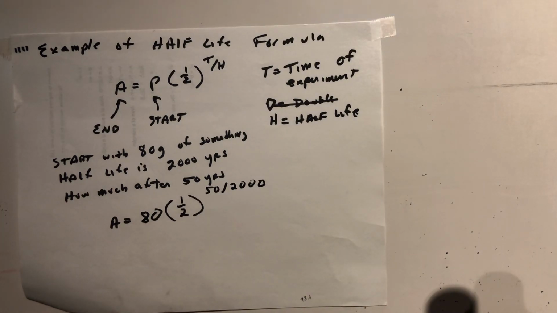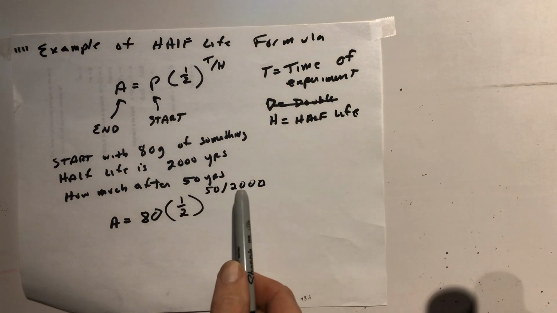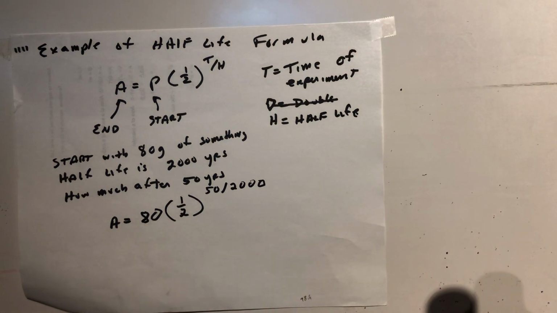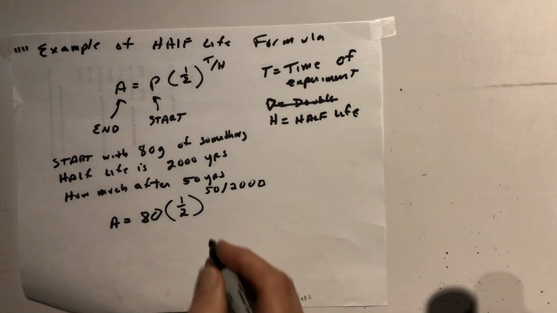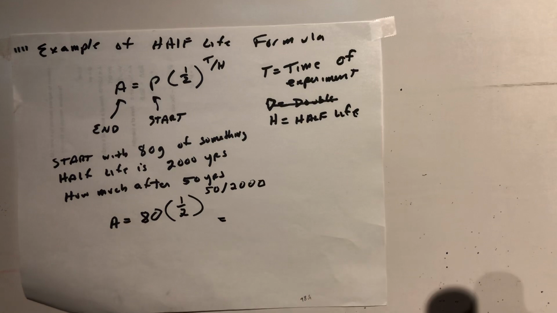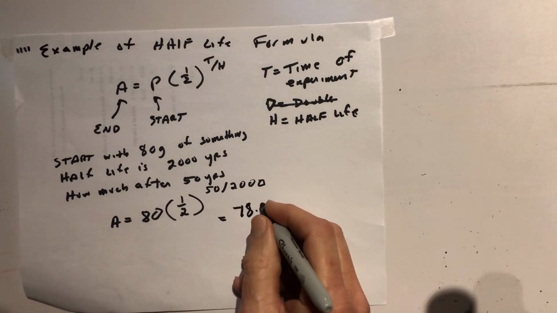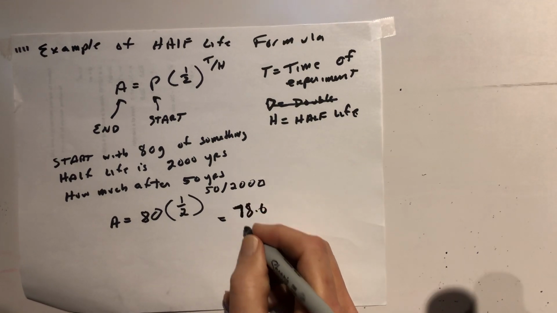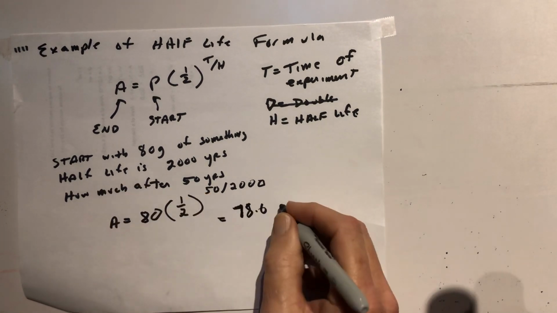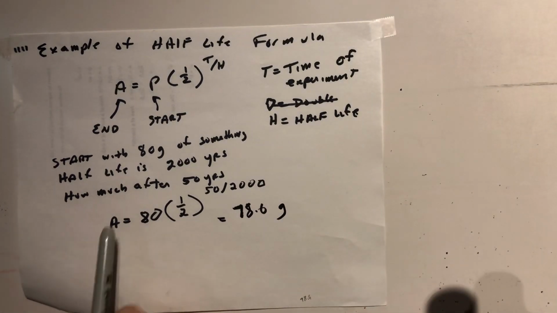So do that on your calculator. 80, parentheses, a half, raised to the 50 divided by 2,000, or make it a fraction. It's easier to go 50 divided by 2,000. And your answer should be 78.6 grams. So we went from 80 grams down to 79. We went down a little bit.